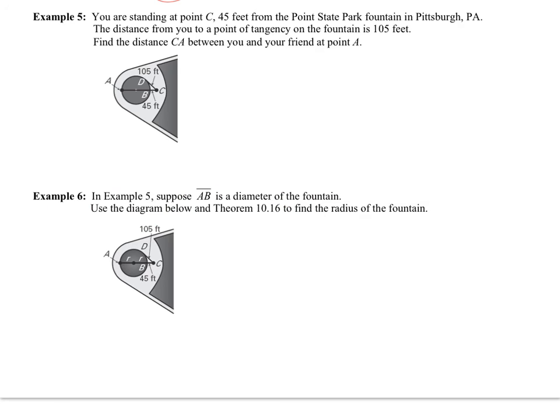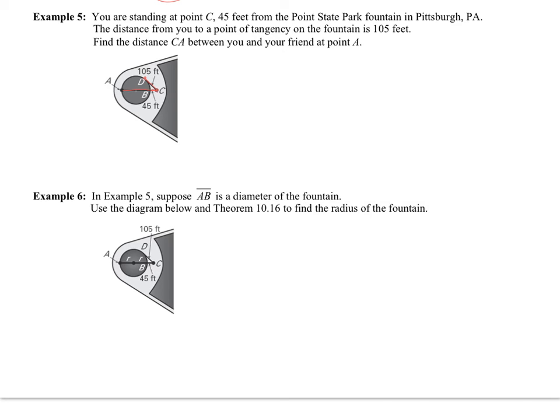Example 5. You are standing at point C, 45 feet from Point State Park Fountain in Pittsburgh, Pennsylvania. So this is 45 feet here. The distance from you to the point of tangency on the fountain is 105 feet. So from point C to point D, 105 feet. Find the distance CA between you and your friend at point A. So you want to find this one.